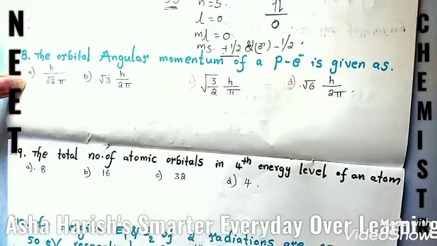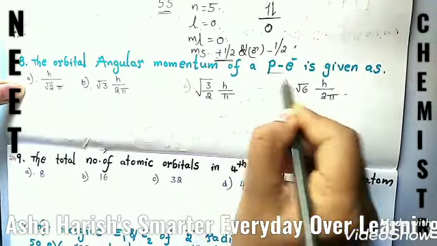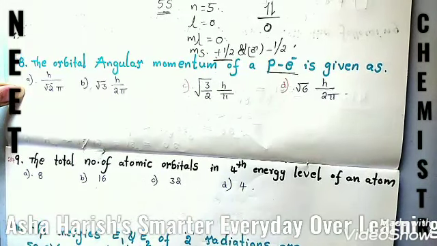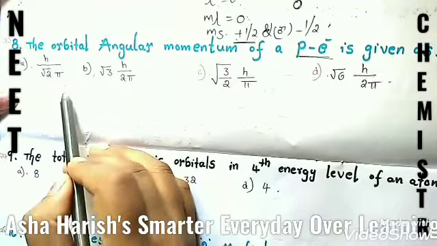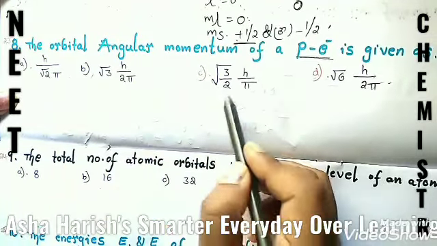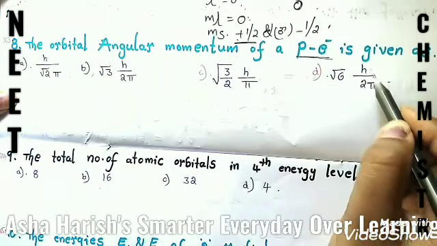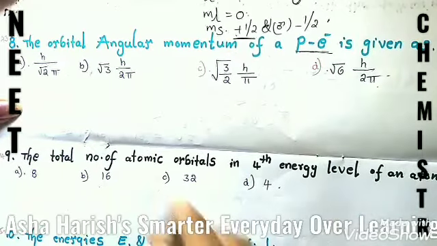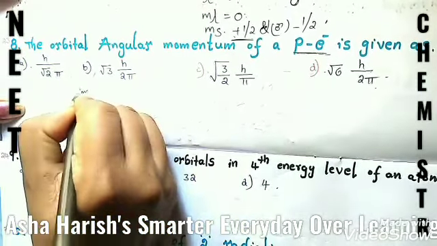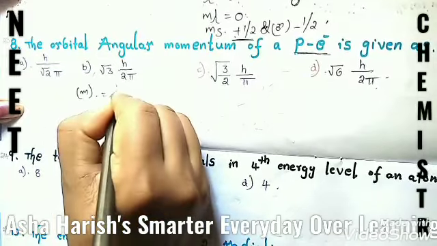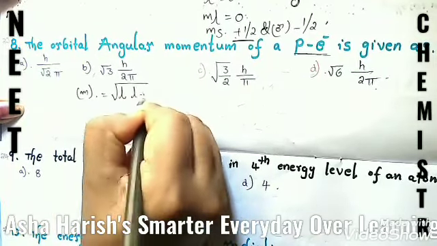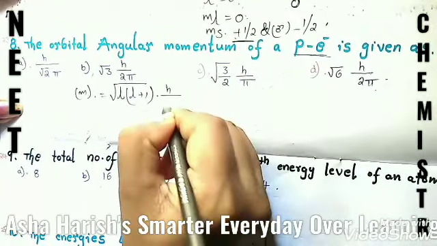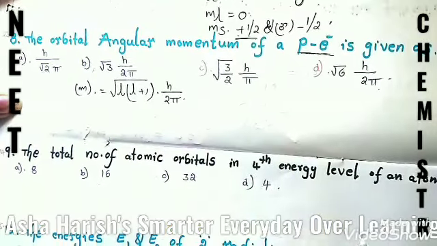And question number 8. The orbital angular momentum of a p electron is given as. You can calculate the angular momentum of the orbital. The options they have given are h by root 2 pi, root 3 h by 2 pi, root 3 by 2 h by pi, and root 6 h by 2 pi. Which one is the correct one? Let us see. The orbital angular momentum formula must be root L into L plus 1, h by 2 pi.